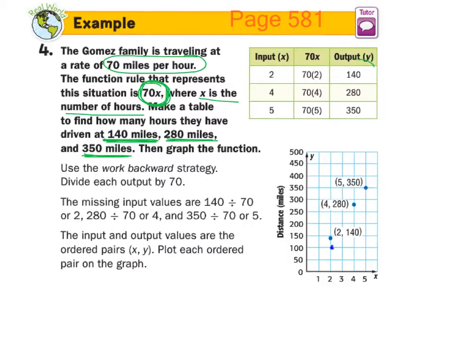So they started by putting in the outputs, the 140, 280, and 350. Then they used the rule to work back to the input.